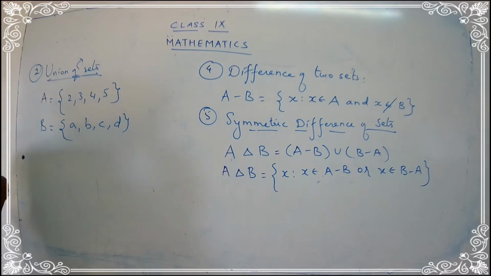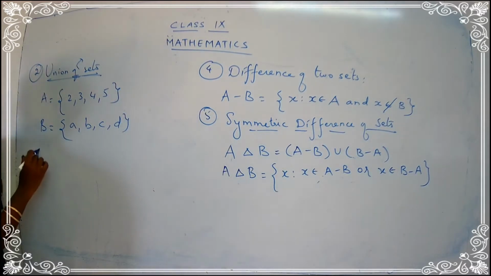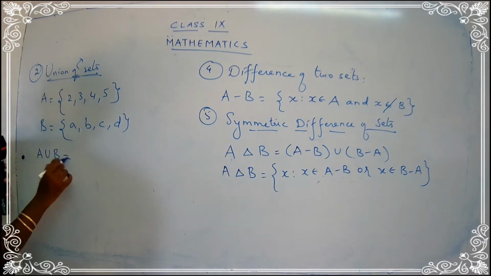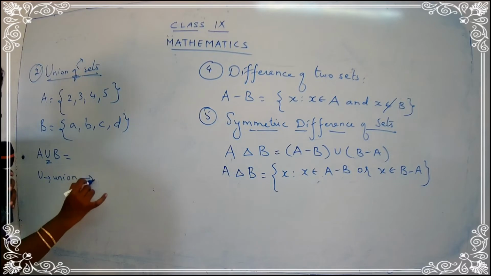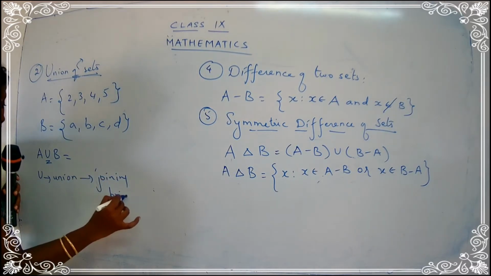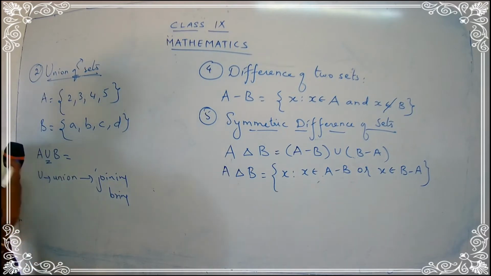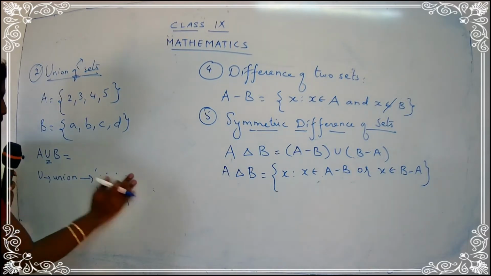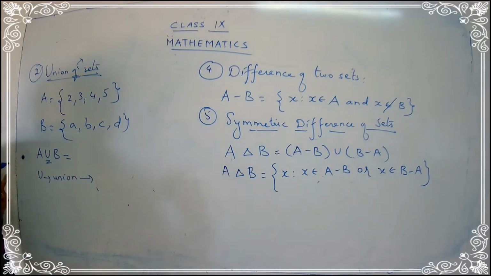We are going to find the union of sets. So how are you going to find the union of sets? First of all, you have to write A union B. This U is read as union. I have told you the meaning of union: joining together, bringing together, attaching together. You have a lot of meanings for union. So union means you are going to bring them together.